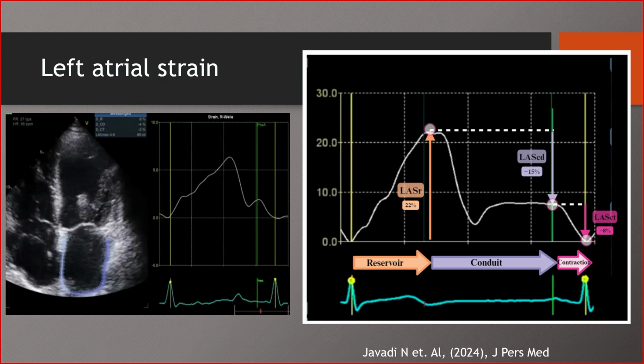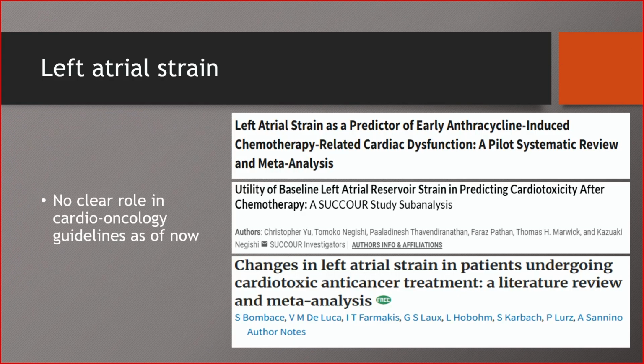The most commonly studied and used information is the left atrial reservoir, and it essentially assesses the left atrial compliance and diastolic function and filling pressures of the left ventricle. But despite that, it has not been officially documented as part of the guidelines in cardio-oncology, but there have been several meta-analyses and systematic reviews that proved that left atrial strain at some point will have a role in cardio-oncology practice.